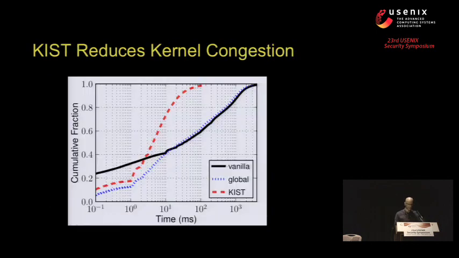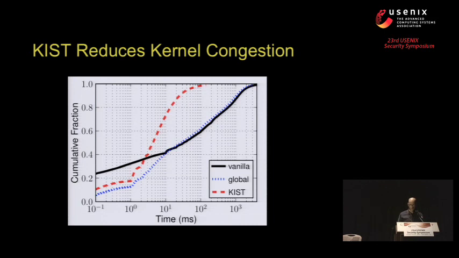So next, I'm going to go through a set of graphs that show how performance changes using KIST. So these graphs are all CDFs. On the x-axis is congestion time, and the y-axis is a CDF, cumulative fraction. So we found that using KIST, we can actually reduce congestion compared to vanilla Tor by over an order of magnitude for over half of the data that we collected. Okay, so we're reducing kernel outbound congestion.